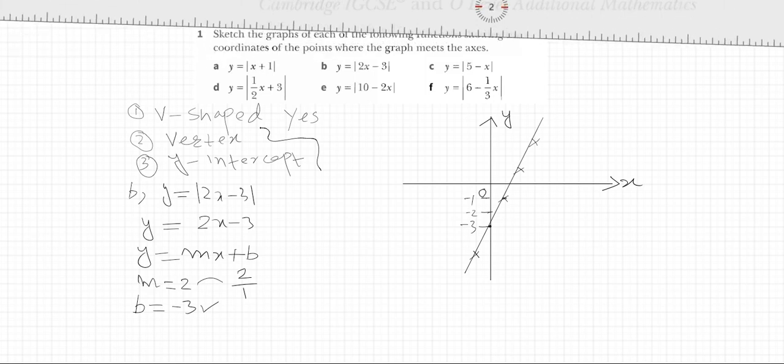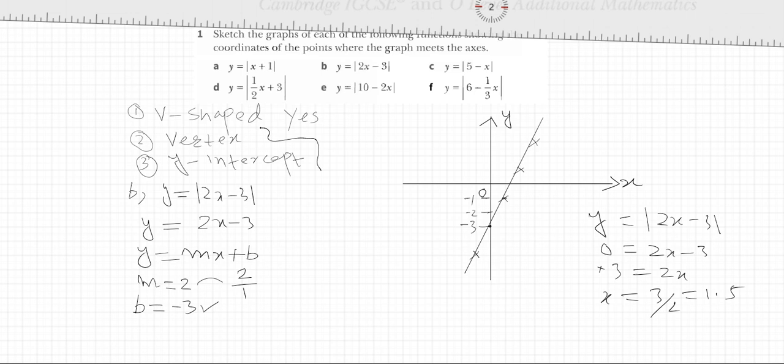Now, the second point is to find the vertex. How to find the vertex? Just take the whole equation, y is equal to 2x minus 3. Put 0 instead of y and find the value of x. So minus 3 becomes plus 3 on this side. This is 2x and x is equal to 3 upon 2. 3 upon 2 is 1.5.